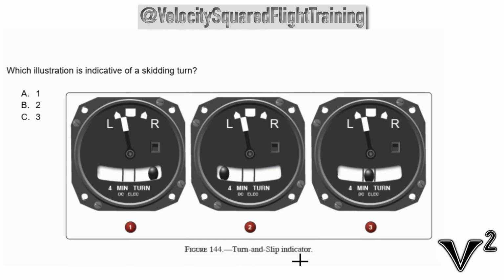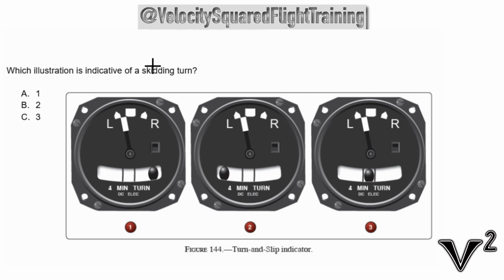Next up, we got turn and slip indicators. These next two questions are both going to be using figure 144. Figure 144 is going to give you 3 turn slips, okay? The question is, which illustration is indicative of a skidding turn? So remember when you're skidding, if I'm in a left turn, then the ball will be deflected to the right. And if I'm in a right turn, the ball will be deflected to the left, okay? So what's that look like? In this case, all 3 of these are saying we're in a left turn, right? You see how they're all 3 pointed to the left? Left, left, left. It means we're in a left turn.